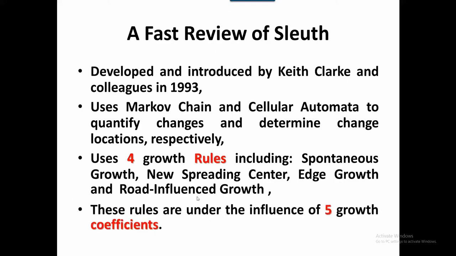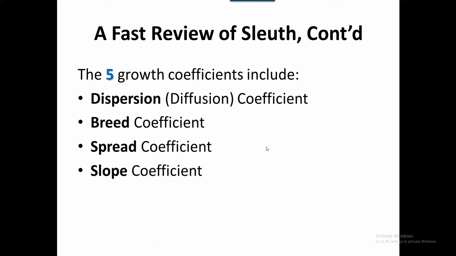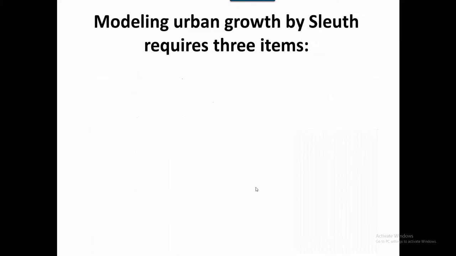And these rules are under the influence of 5 growth coefficients, which are called dispersion, previously diffusion coefficient, breadth coefficient, spread coefficient, slope coefficient, and road gravity coefficient. If you want more information on the 4 growth rules and 5 growth coefficients, you can visit different sites. The main one is the Gigalopolis site, Keith Clarke's page, and papers and books such as the 2 shown below. The left is in English and the right is in Persian.